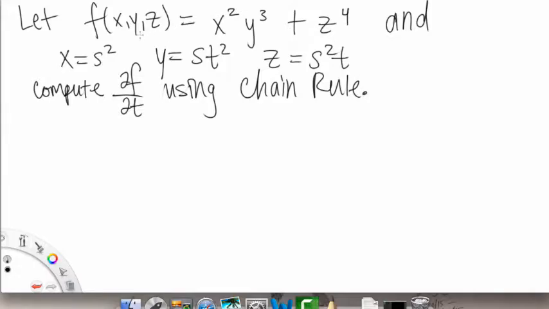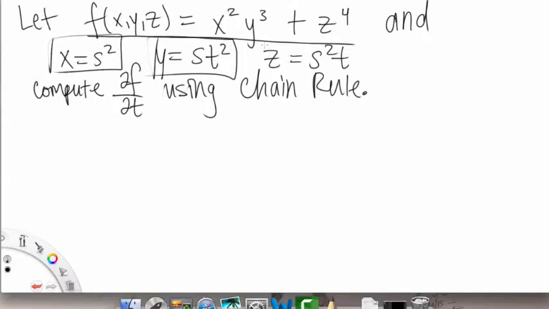Okay, so we're given all of these things. So this is our outer function, the f of x, y, z, and these each are like our mini inside functions. They determine our path, right? So this first one is our x of s and t. Even though we don't see a t here, we could assume that t is to the 0 power or something. And then for y we see both an s and t, and for z we see both an s and a t. Okay? So what we're going to do is start with the chain rule.